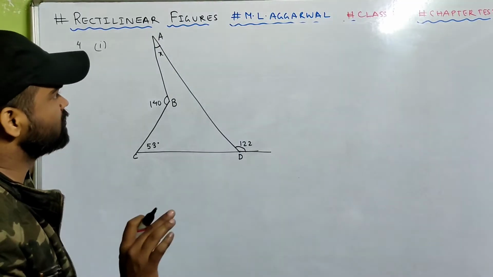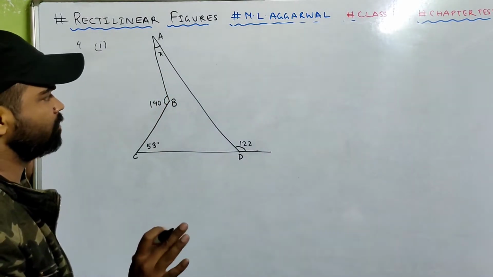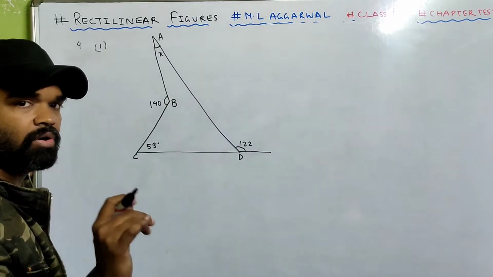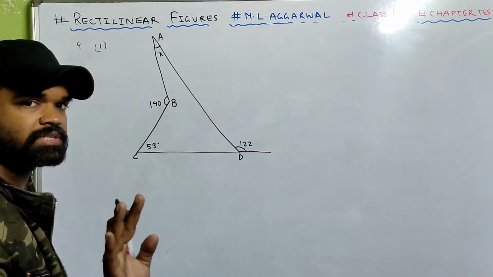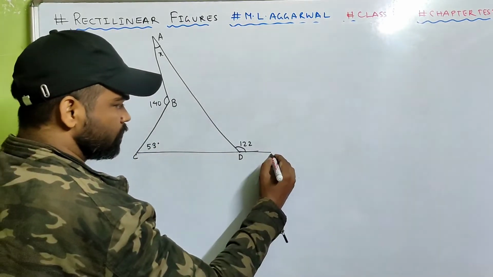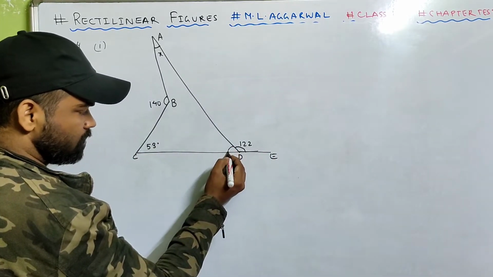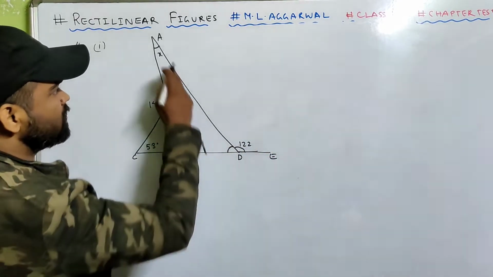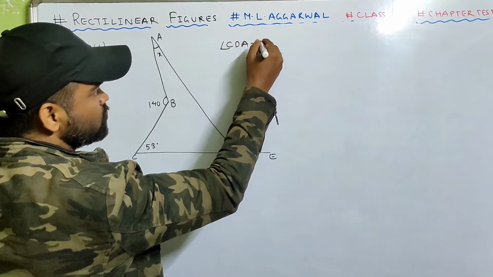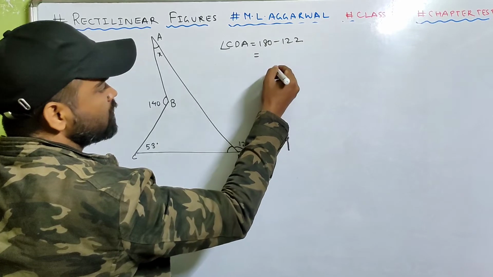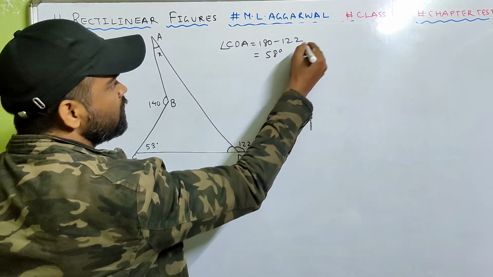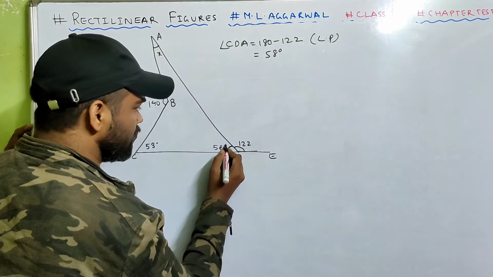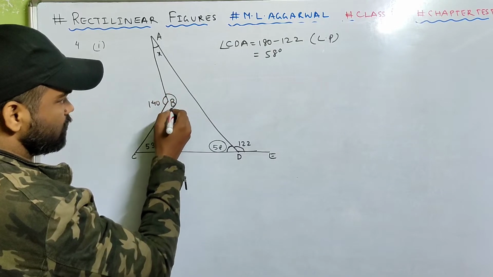For part 1, very easy. Find x. This is the diagram given to us. Now ABCD is a quadrilateral, which means the sum of all the interior angles will be equal to 360. Now look, suppose this is E, then this angle will be 180 minus 122, linear pair. Angle CDA equals 180 minus 122. That's how much? 58 degrees. Linear pair, yes or no? Done. So this is 58 degrees. Now look, this angle reflects ABC.